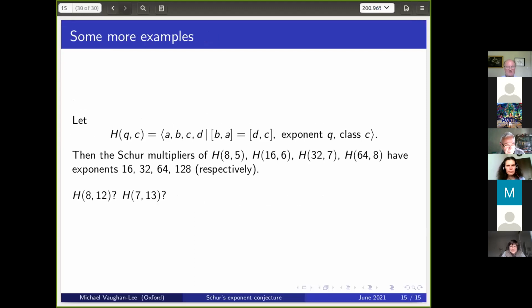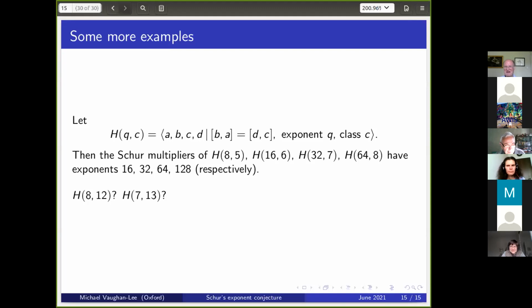Going back to this basic example with 4 generators in this relation, [b,a] = [d,c], you can tweak that with various exponents and various classes. So exponent q and class c, and call that H_{q,c}. So the Schur multiplier of H_{8,5} has exponent 16. The Schur multiplier of H_{16,6} has exponent 32, and so on.